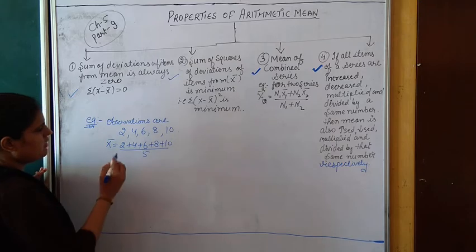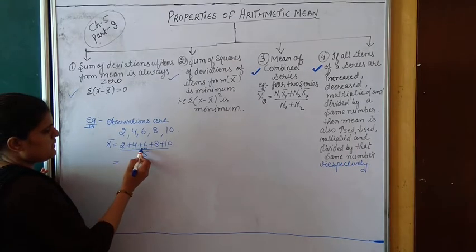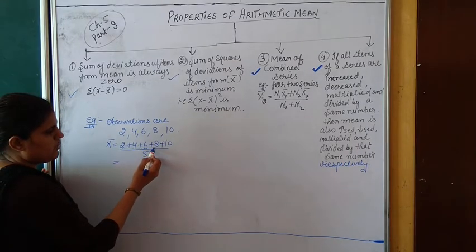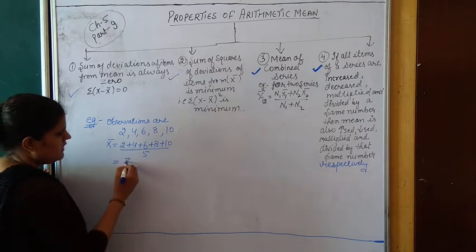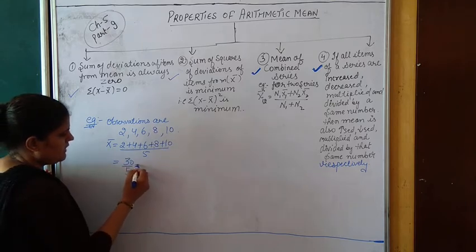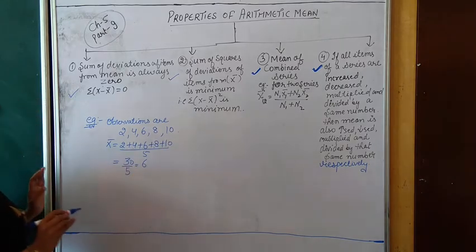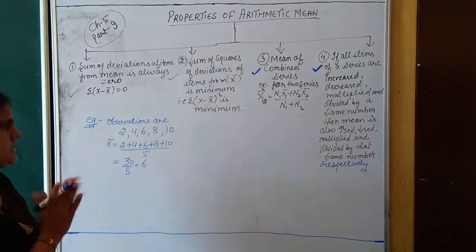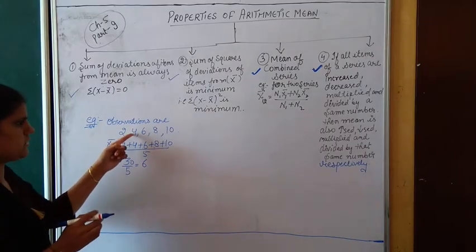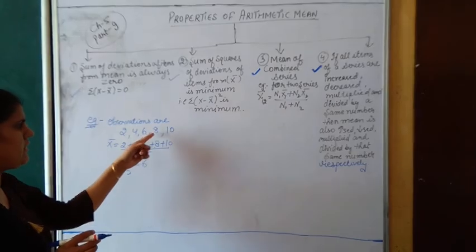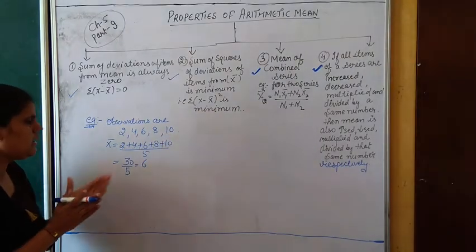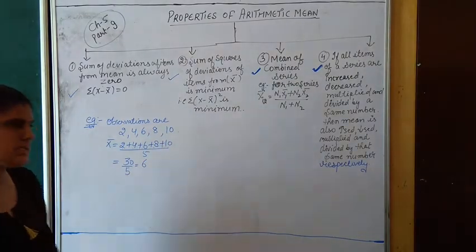Let's add: 2 plus 4 is 6, 6 plus 6 is 12, 12 plus 8 is 20, 20 plus 10 is 30, 30 by 5 that is 6. Clear? Again you can check: 2 plus 4 is 6, and 6 is 12, 12 and 8 is 20, 20 plus 10 is 30, 30 by 5 that is 6.